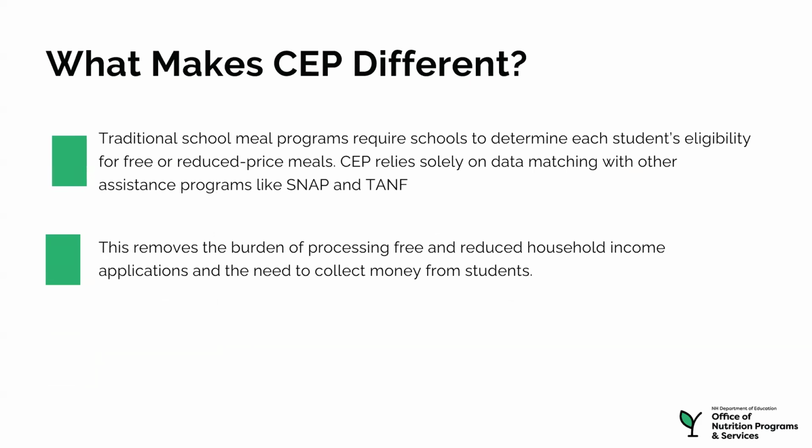So what makes CEP different? Traditional school meal programs require schools to determine each student's eligibility for free or reduced price meals, and CEP relies solely on data matching with other assistance programs like SNAP or TANF. And this removes the burden of processing free and reduced household income applications and the need to collect money from students.